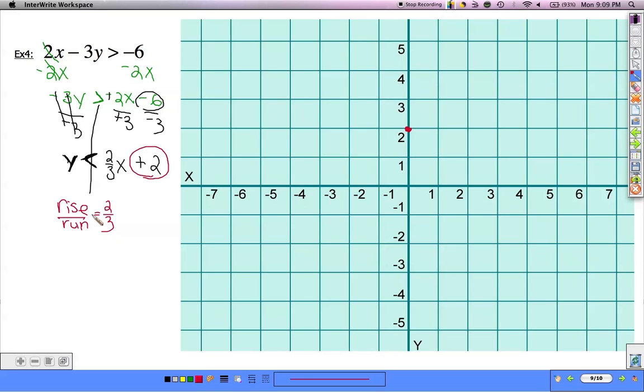So to find more points on my line, I'm going to start at my first point that I graphed, the y-intercept, and go up 2, that's my rise, over 1, 2, 3. So this is another point on my line. And right now I'm just going to find some more points so that when I connect the dots, I make sure it looks as good as possible for you.